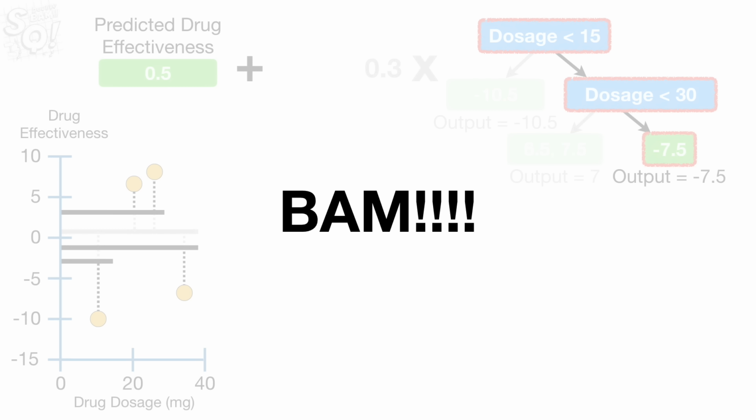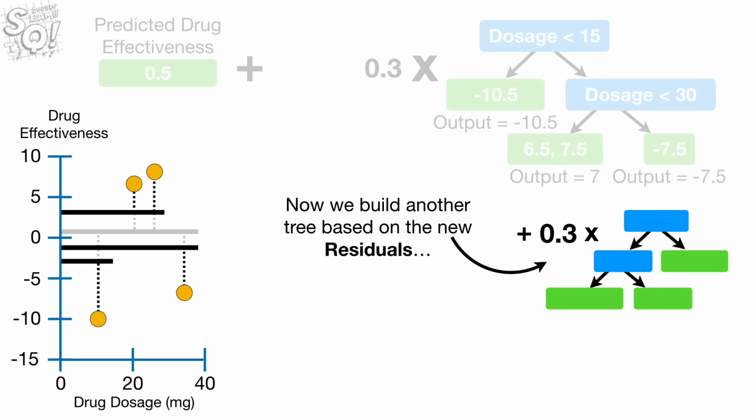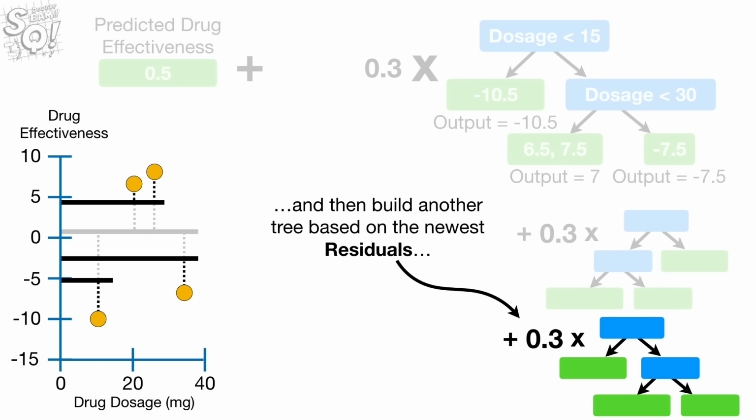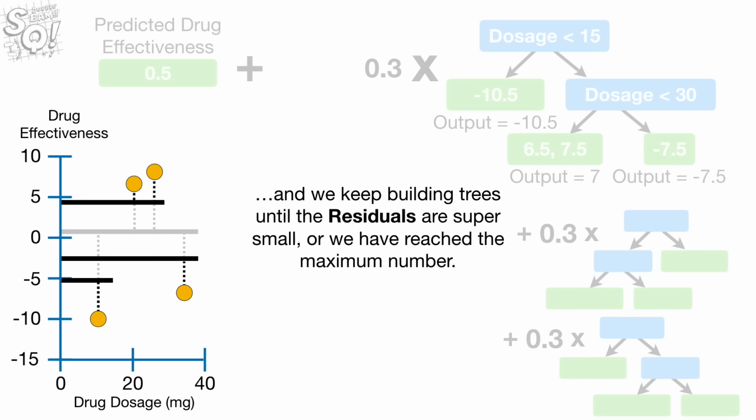Bam! Now we build another tree based on the new residuals and make new predictions that give us even smaller residuals. And then build another tree based on the newest residuals. And we keep building trees until the residuals are super small or we have reached the maximum number.